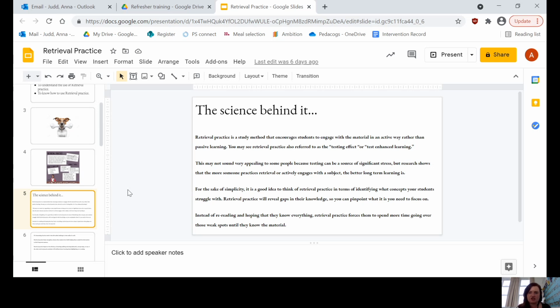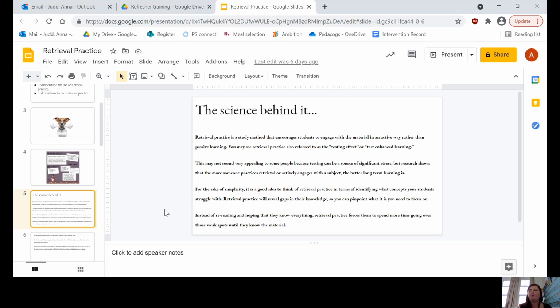We want them to dive in and show us what they've really learned. But research shows that the more someone practices retrieval or actively engages with the subject, the better it is for their long-term learning. And to bring it up, Ofsted's definition of learning is when something has been committed to their long-term memory. That is what we are looking for. So it's a nice way to reveal the gaps that they have in their knowledge.